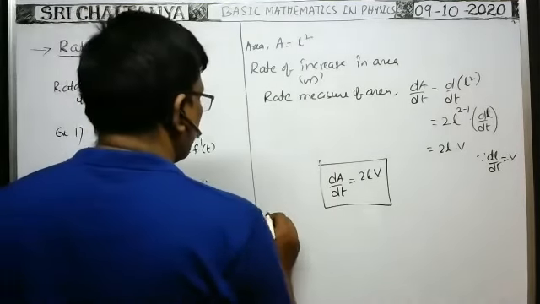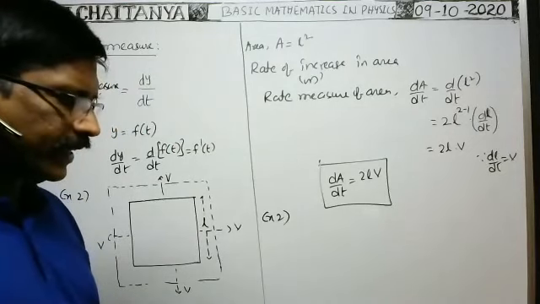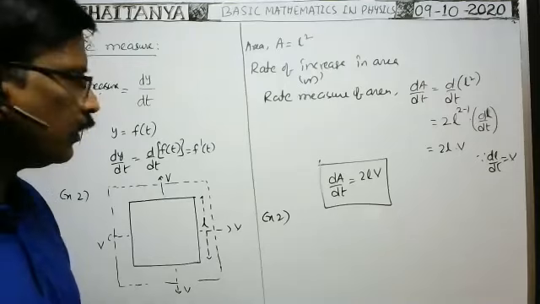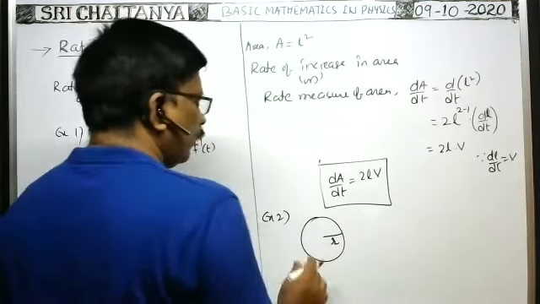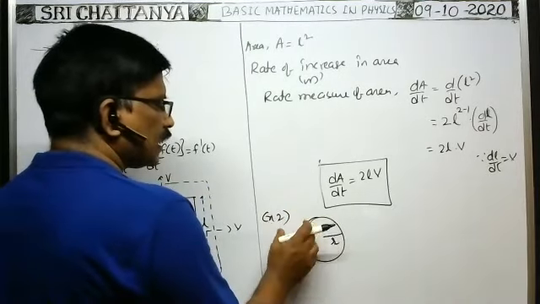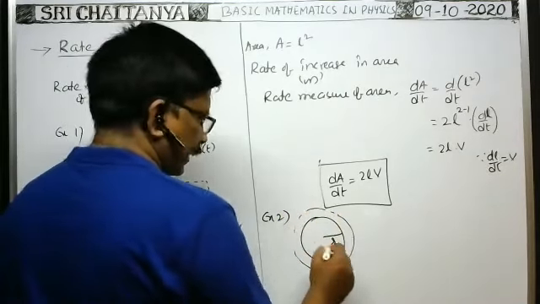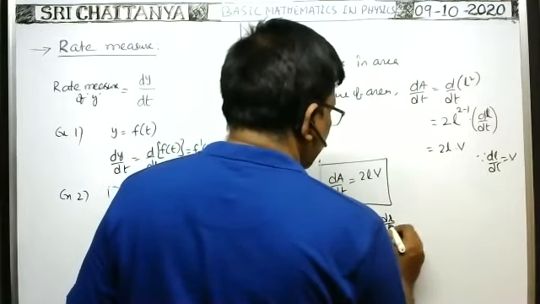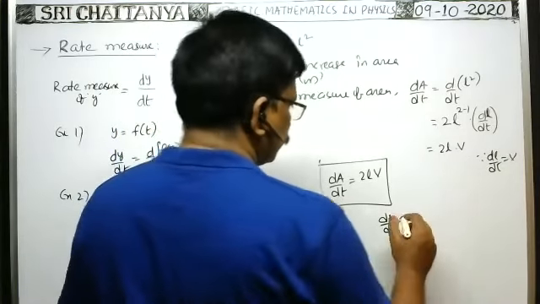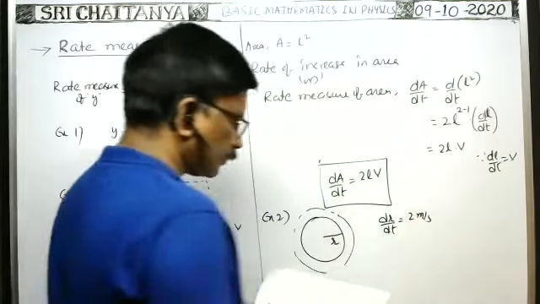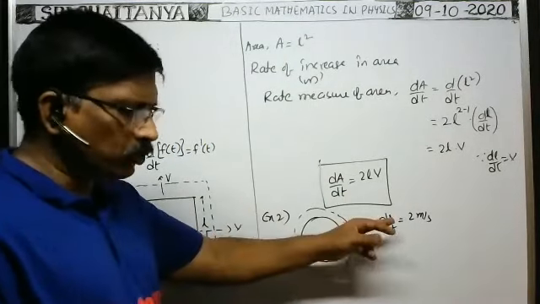One more example, example 2. Due to the heating, the radius of the sphere increases at the rate of 2 meters per second. Here, suppose there is a sphere of radius smaller. Because of rise of temperature, due to expansion, the size of the radius of the sphere increases. The rate of increase in radius of the sphere is dr by dt, that is equal to 2 meters per second, is given.